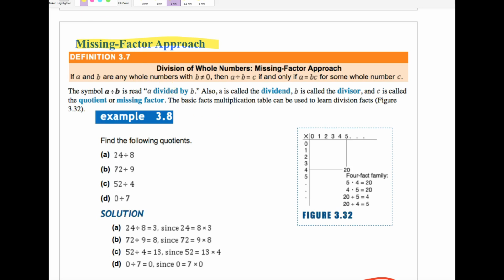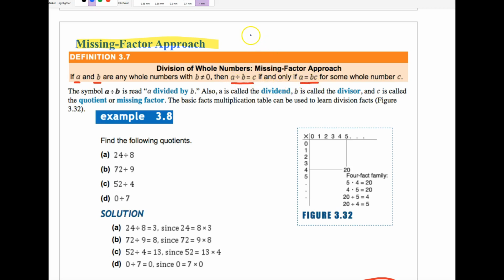But the missing factor approach, here's the formal definition. If you have two numbers, A and B, with those two numbers, if we know that A divided by B equals C, then that is true if and only if A equals B times C. So what this means is, this is true if this is true. To make an example for you, if we have this, then this is true if and only if this is true.